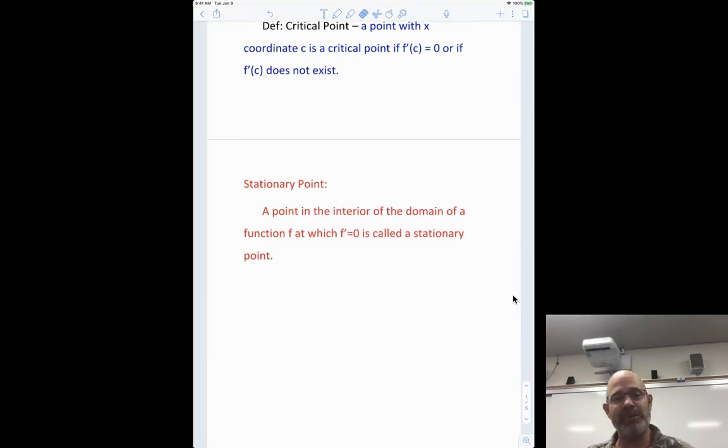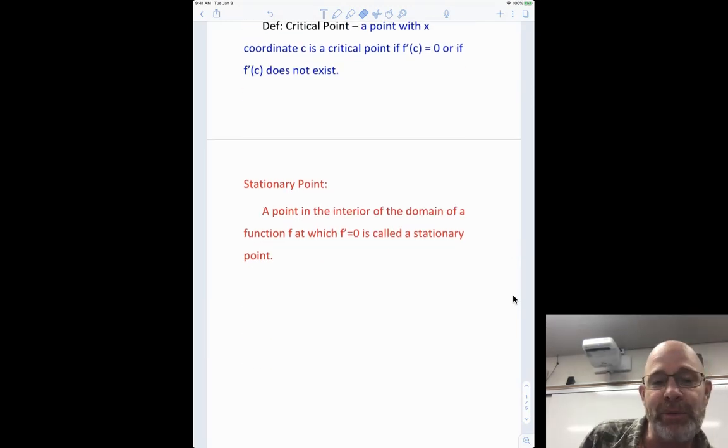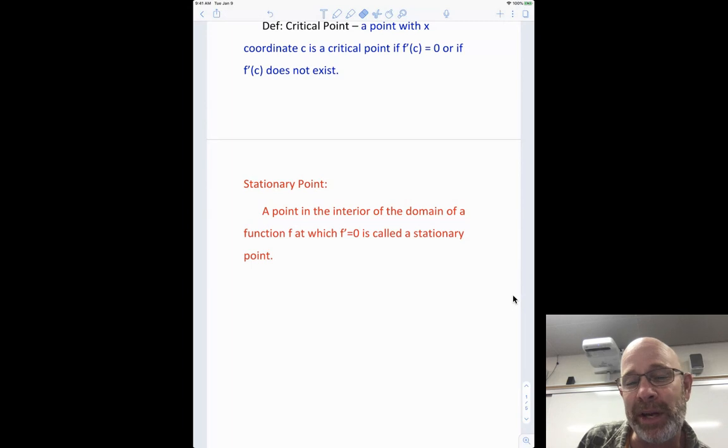It's called a stationary point. A stationary point is a point in the interior of the domain of a function at which the derivative is zero. So stationary point is specifically when the derivative is zero, not when it's undefined. I don't ever use that term. It does pop up in the book. It'll pop up in the AP review a little bit. I've never seen it on the AP test, but just so you know, the stationary point is when the derivative is zero.